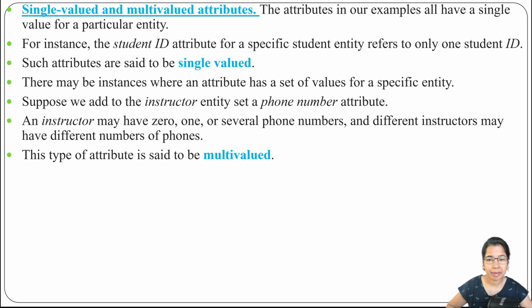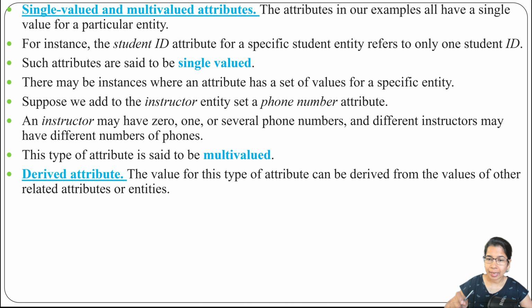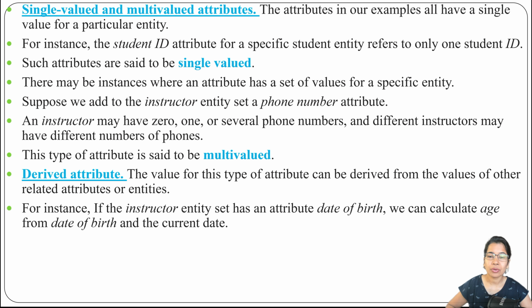Next is derived attribute. If one attribute value is derived from another attribute, it's called a derived attribute. And the attribute from which it derives its value is called the stored or base attribute. For example, age can be derived from the date of birth attribute. So age is the derived attribute, whereas date of birth is the stored attribute.